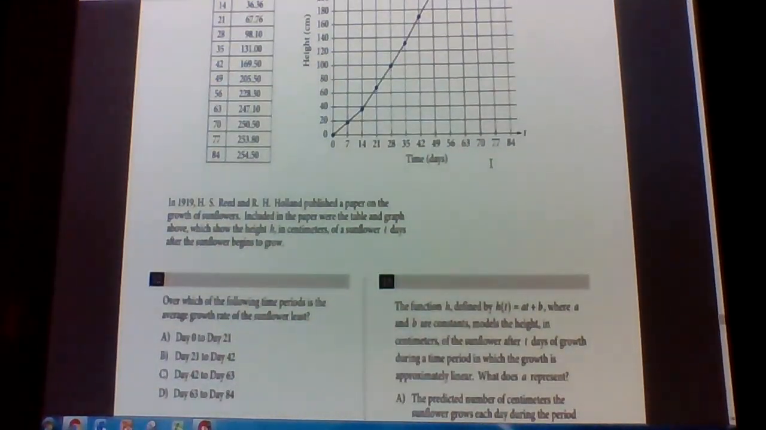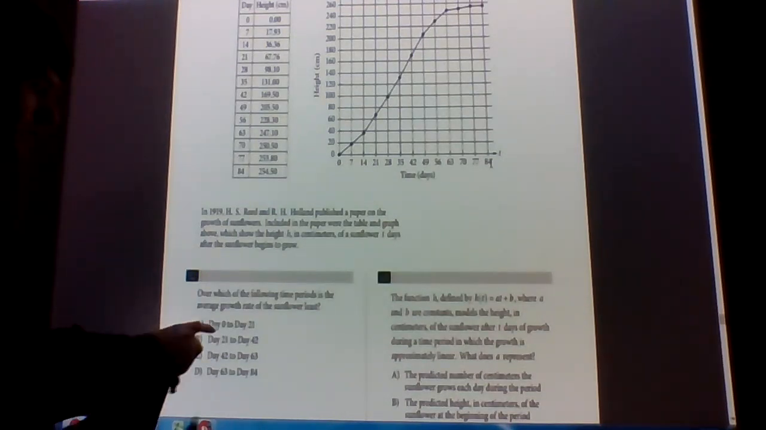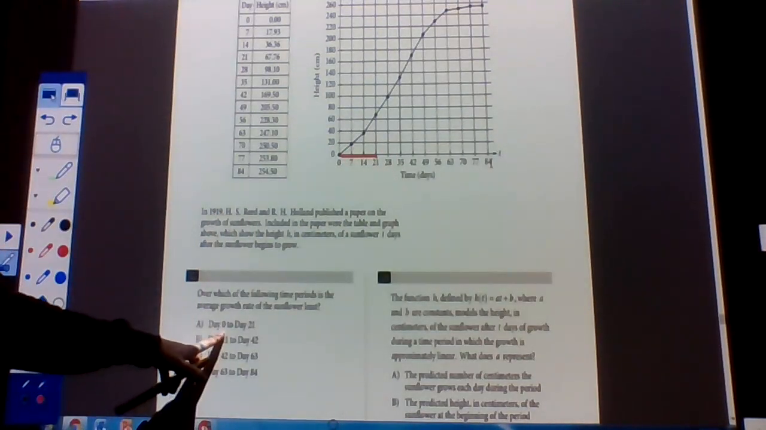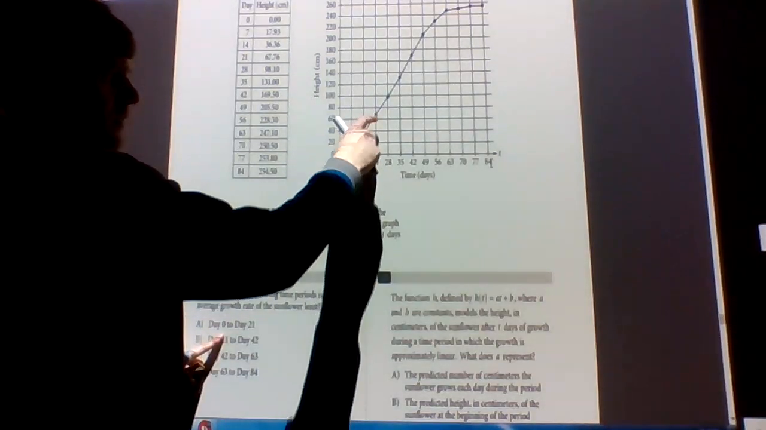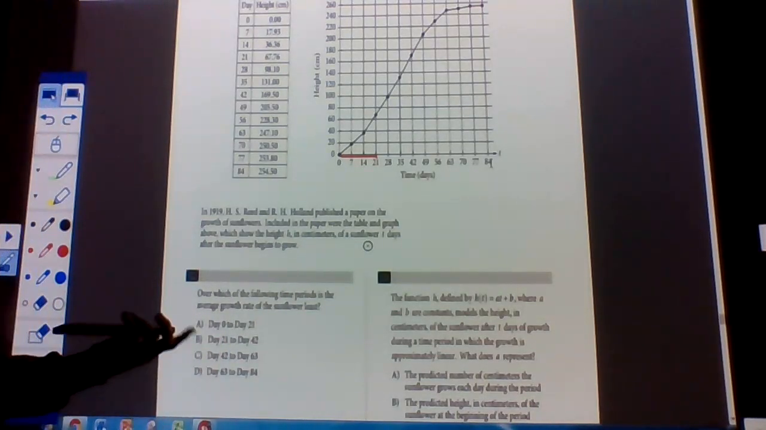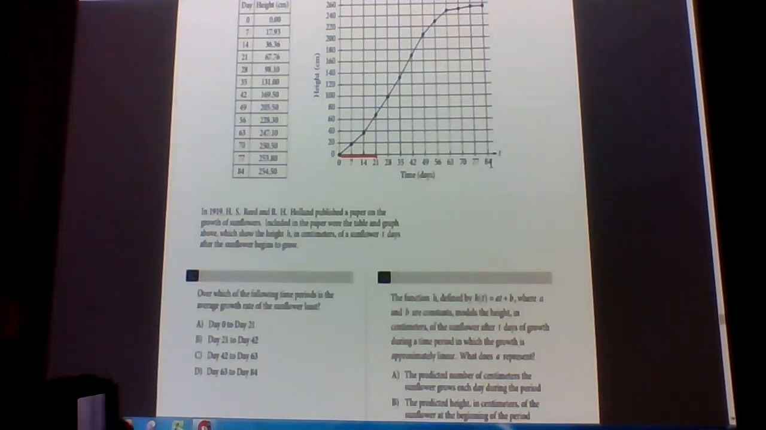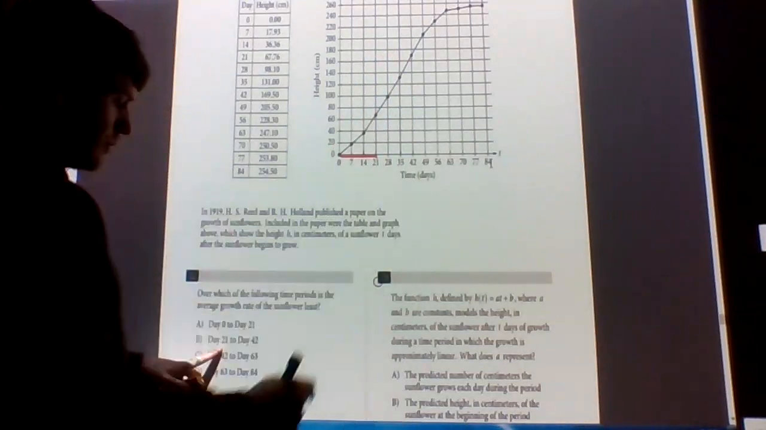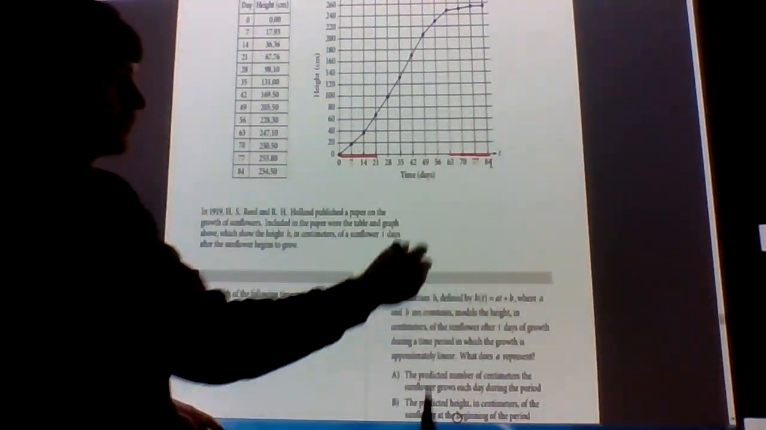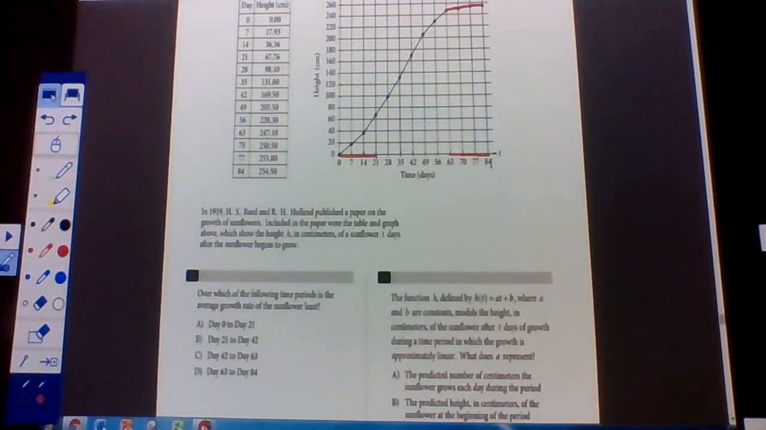Which of the following periods is the average growth rate of the sunflower the least? So we're basically looking for the time at which the growth rate is the smallest. So 0 to 21 is your first option. It grew about 65 divided by 21, about 3 centimeters or so. You can find the slope, you don't really need to. 21 to 42 grew a little bit more. 42 to 63 grew some more. And then 63 to 84, right, not very much growth there. So 12 is going to be D.